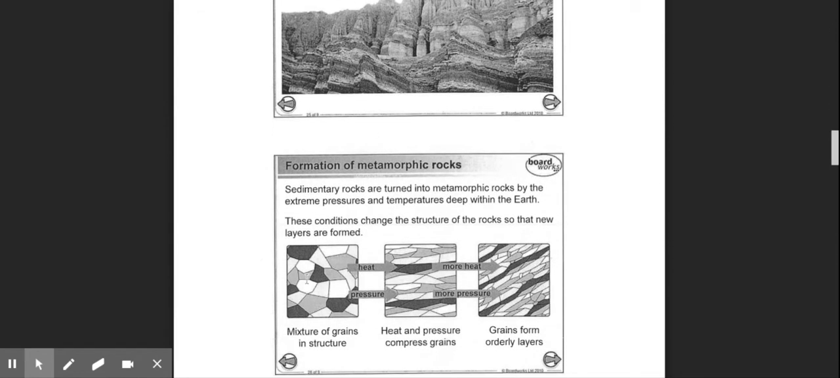So here's a great diagram of the process of metamorphism. Crystals, heat, pressure, it gets squeezed, more heat, more pressure, it gets squeezed together even more. And you see that mineral banding right there.